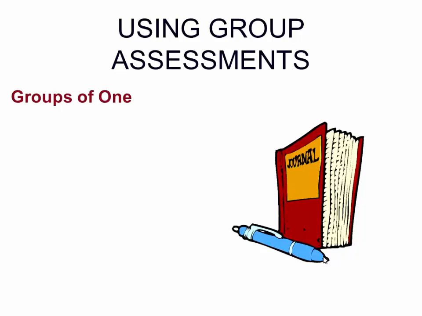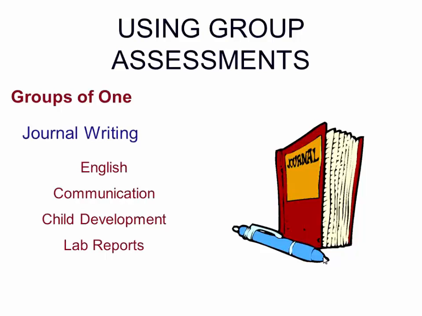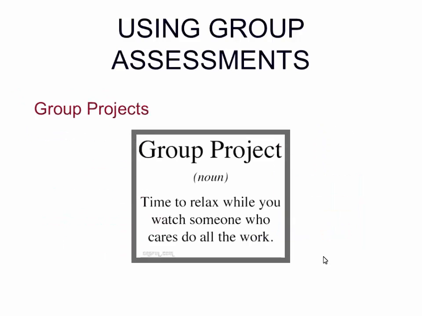Groups of 1. Anybody have journal writing in their classes? We had some English classes, communication, child development, lab reports. If your system allows it, you can create a group with just that 1 person, and that becomes a private journal for them. You do that for 30 students, and each one of them has their own journal they can write in all semester long. You and that person are the only 2 people that have access to it. We were using this strategy because a child development instructor wanted her students to keep journals, so we realized we could do it this way.